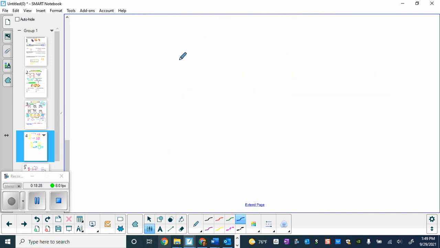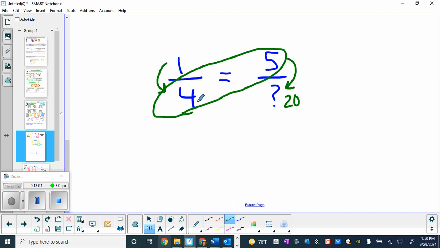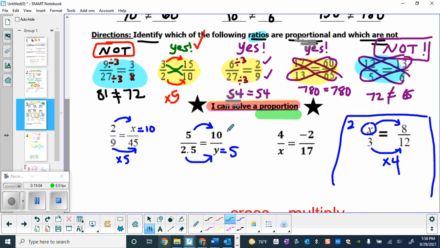In fact, let me show you another way you could see scale factor. What if you saw a 1/4, and then right here you saw a 5 and an unknown? Well, what do you got to do to 1 to get 4? So times 4. So you could do times 4 right there and make it 20. So the scale factor thing is a shortcut that a lot of you can see and use. But if you're ever unsure, you can just cross multiply and say, okay, so 5 times 4 is 20. So then 1 times what? Oh, 20. Okay.